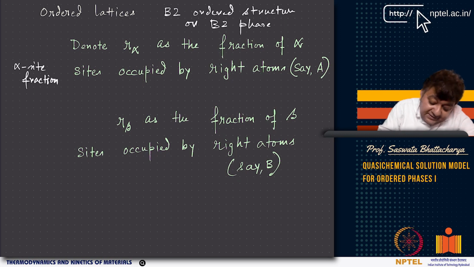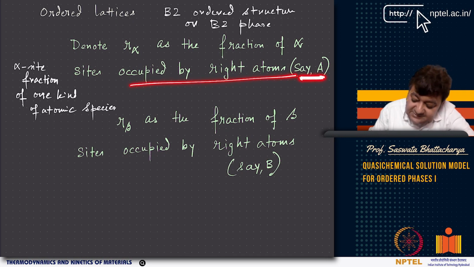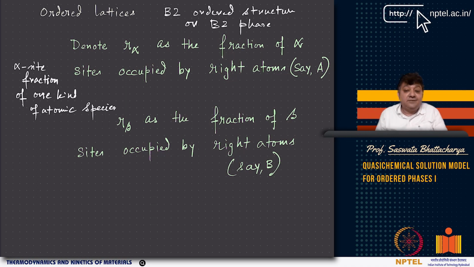Now, how will I do the site fraction? The site fraction ultimately is of one kind of atomic species; you can call A the atomic species. Let R alpha denote the fraction of alpha sites occupied by right atoms. Let us call these right atoms A. So R alpha is a fraction of alpha sites, not a number, occupied by A.